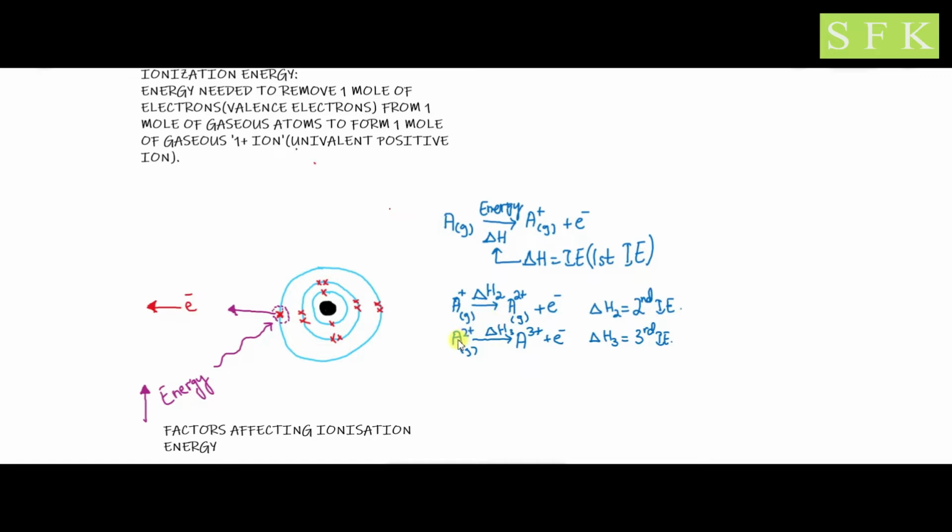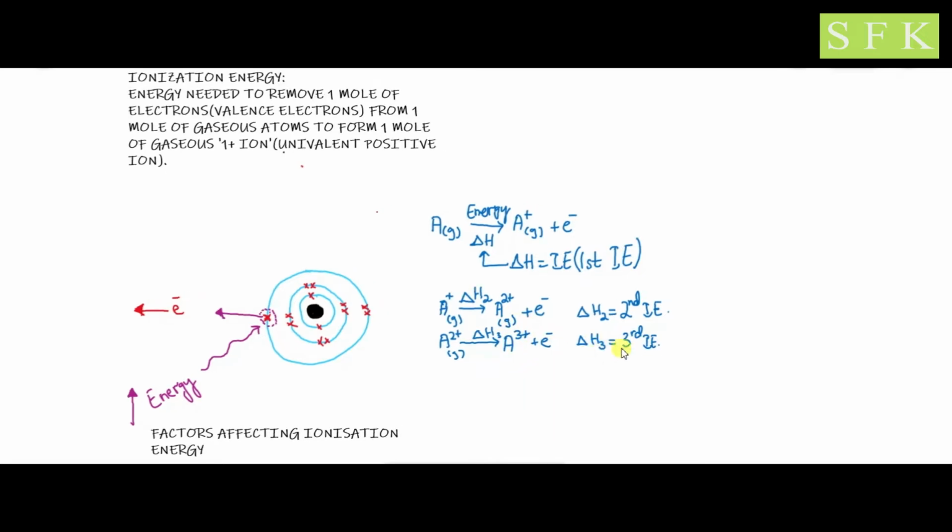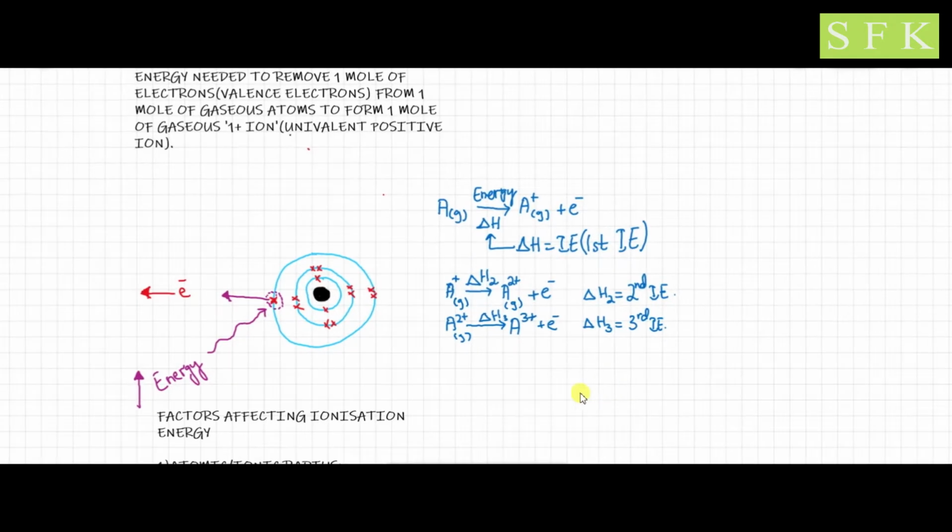If we give this +2 ion further energy, another valence electron will gain it and be removed, and the product ion formed will have a charge of +3. The enthalpy change of this reaction is known as the third ionization energy. So long as electrons are removed, we can name each enthalpy with a specific number, like the fourth ionization energy, the fifth ionization energy, and so on. These are known as successive ionization energies.